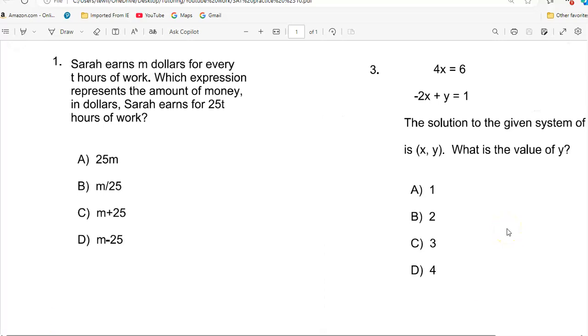Alright, let's work on the first problem here. Sarah earns $M for every 2 hours of work. Which expression represents the amount of money in dollars Sarah earns for 25 hours of work? So the answer here should be A, right?